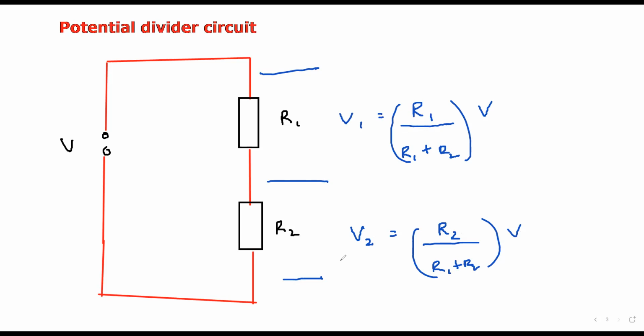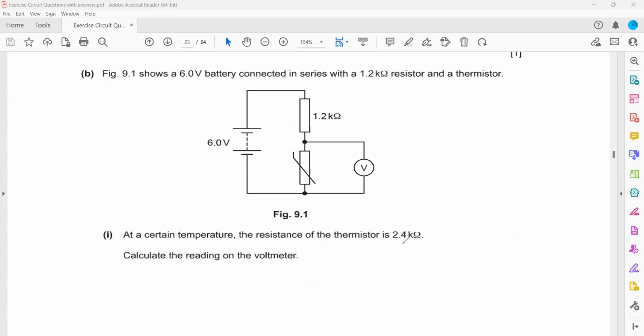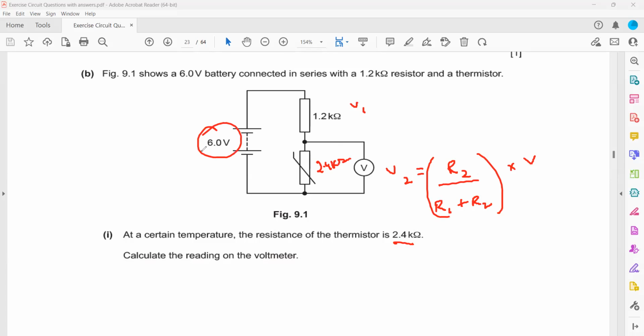So the previous question, as you can see, is a potential divider circuit. We have two resistors. One is 1.2 kilo ohm, or you can also say 1200. Another one is 2.4 kilo ohm. Even without calculation, you can find that the 2.4 will have more voltage as it's the higher resistance in series. Now, if I say the voltage here is V1 and the voltage here is V2, and I need V2, V2 is equal to the resistance of that part divided by the sum of the resistances of the two components which are in series, multiplied by the total voltage of the circuit, which is V.